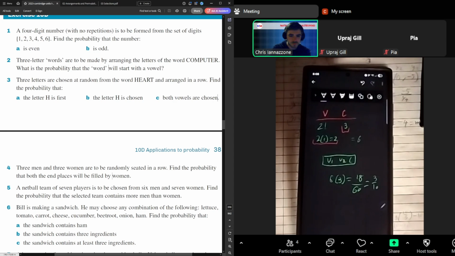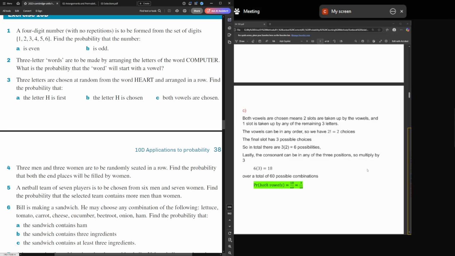I'll show you what I wrote. It wasn't the same analogy, but it was enough to where I said, look, both vowels chosen means 2 of them are taken up by the vowels, 1 is taken up by the remaining 3 letters. This is your vowels being chosen in any order. This is the consonant going in any spot. That gives you the 6. And then lastly, you could think of it as where you put the consonant. It could be in any 3 positions, which means a further multiply of 3. You've got 3 separate mutually exclusive outcomes that you're repeating. So that's how I've explained it.